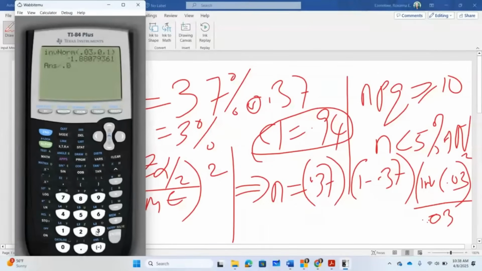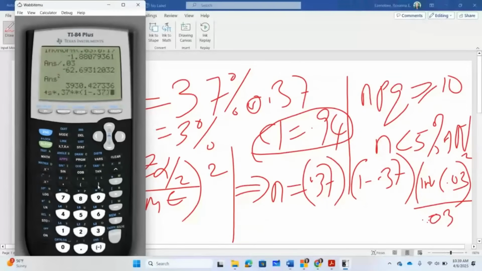And I have to square my answer. My answer with N, P, and Q. So multiply by P, 0.37. And then I multiply again by 1 minus 0.37. And I will now get my final answer.